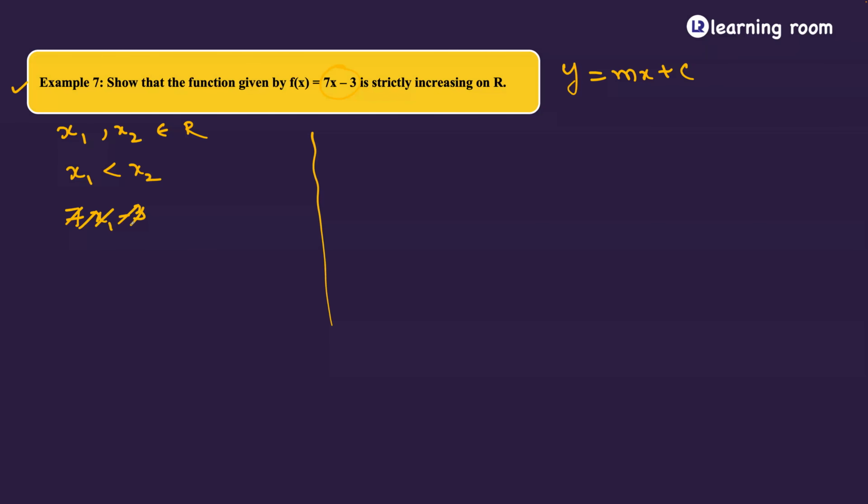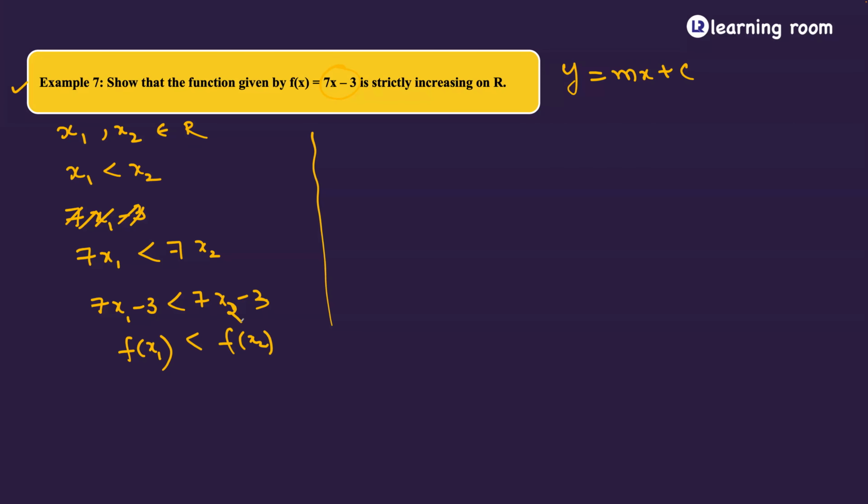So listen, x1 is less than x2, multiply with 7 on both the sides. So what will you have? 7x1 is less than 7x2. Subtract 3 on both the sides. 7x1 minus 3 is less than 7x2 minus 3. So basically this is f of x1 and this is f of x2. So if you observe, f of x1 is less than f of x2. That's the condition for strictly increasing.